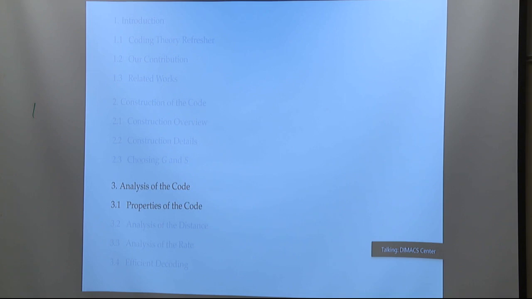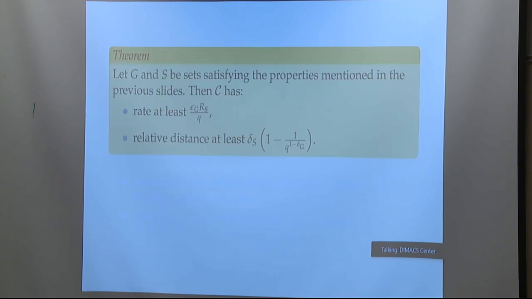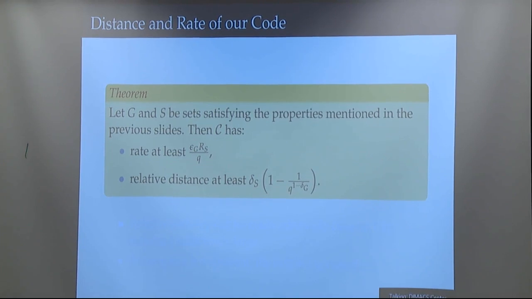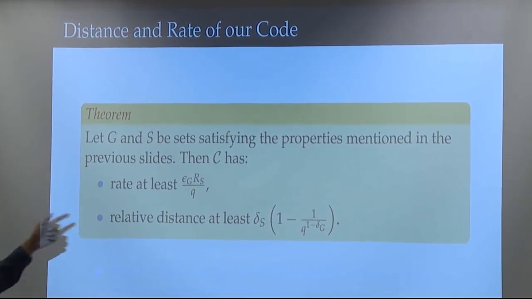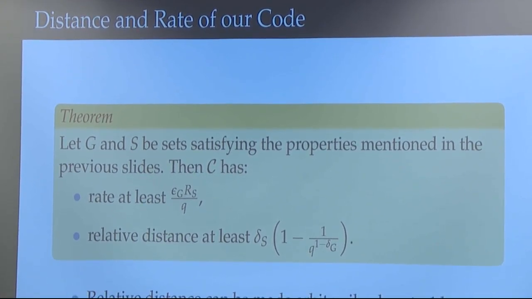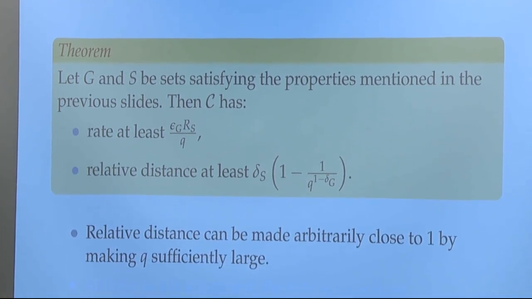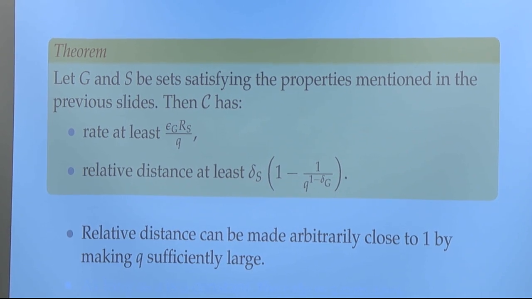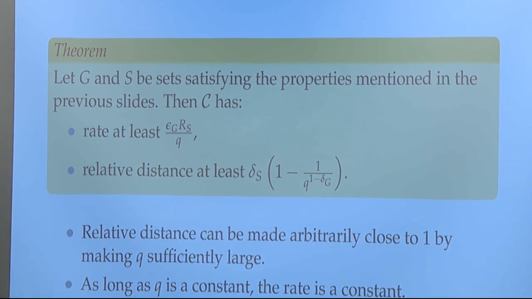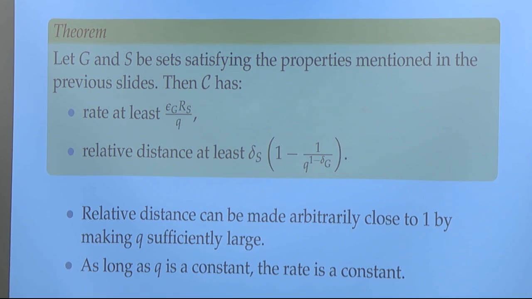I'll probably not have enough time to talk about the analysis, but I do want to talk about what parameters we achieve. So let G and S be sets satisfying the properties I just mentioned. Then C has rate at least this, and relative distance at least this. Again, don't stare at these too much. If you look at the relative distance, I did promise that we're going to get distances arbitrarily close to 1. The way you do it is, if you give me an epsilon, I want to make the relative distance 1 minus epsilon. You do it by making q sufficiently large, but still a constant. And the rate is again a constant as long as q is a constant. So whatever promises I made, I can fulfill them.